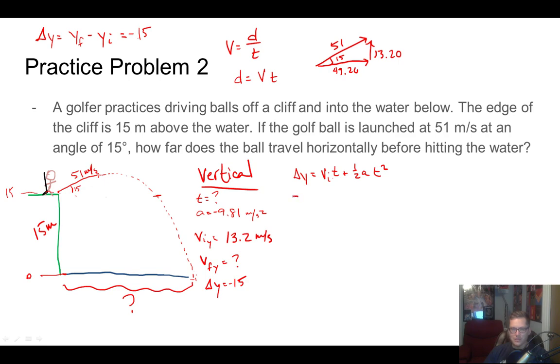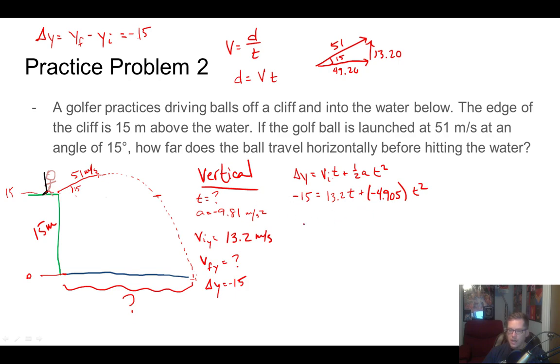So our delta y is negative 15. Our v sub i, we already solved, was 13.2, and remember it's positive, times t plus our 1/2 a t squared. So that's 1/2, and then the a is negative 9.81, so we'll take 9.81 divided by 2. We'll say 4.905. So plus a negative 4.905, and then that's t squared.